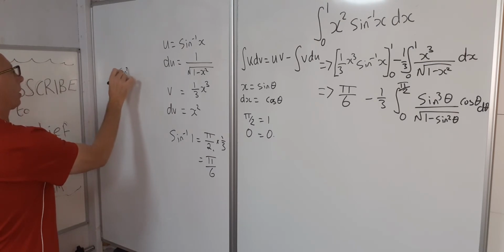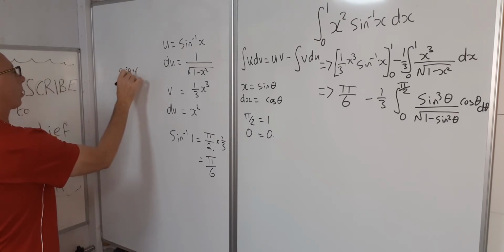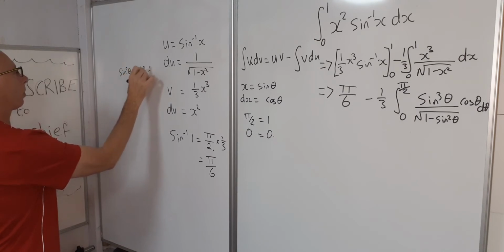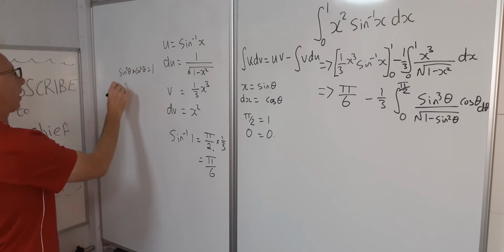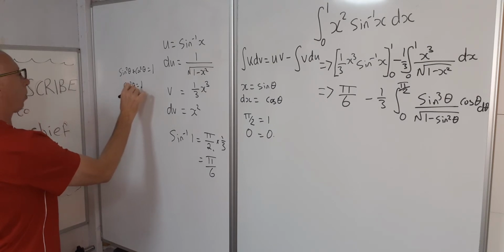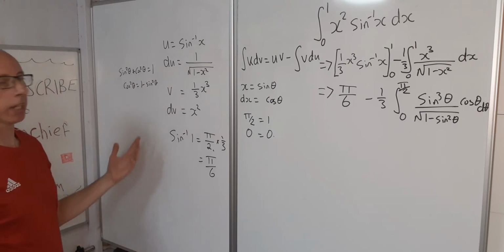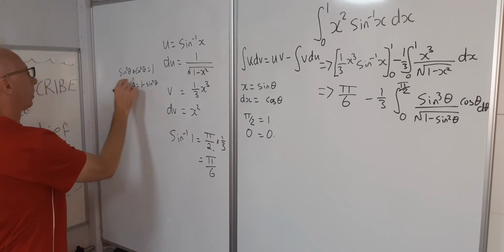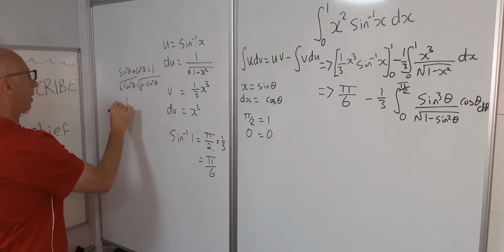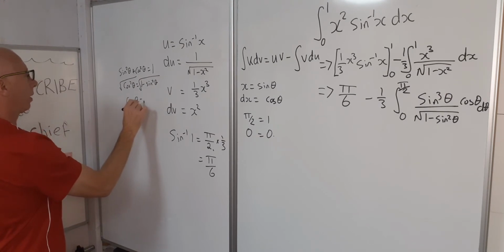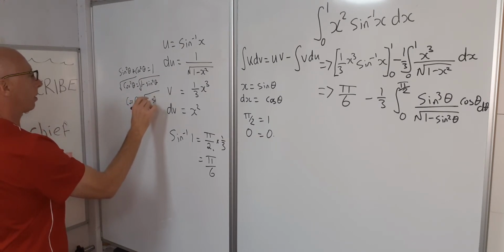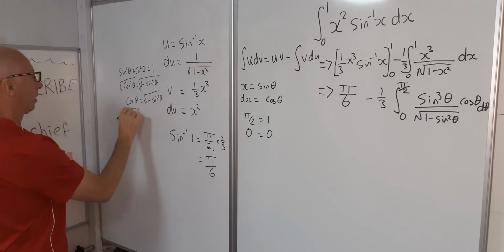Sine squared theta plus cosine squared theta equals 1. So therefore, cosine squared theta equals 1 minus sine squared theta. And then we take the square root of both sides, and we get cosine theta equals square root of 1 minus sine squared theta.